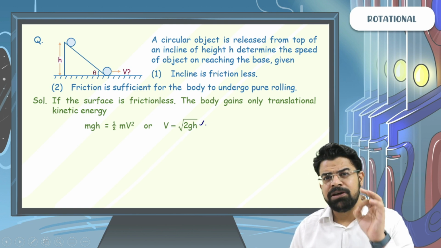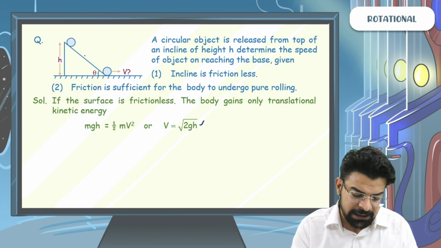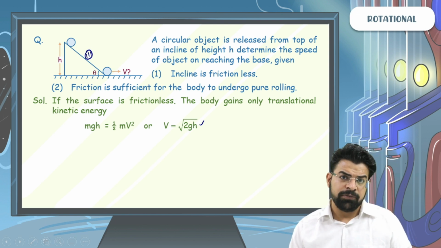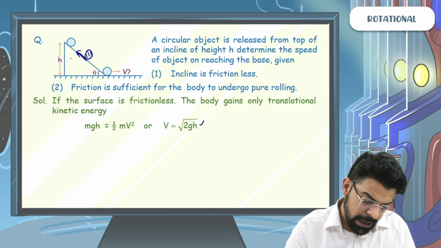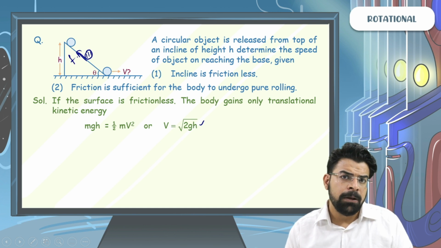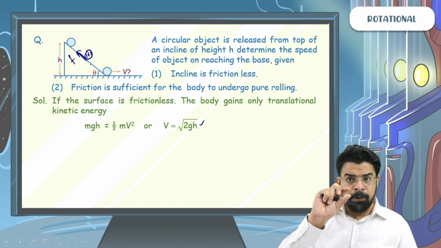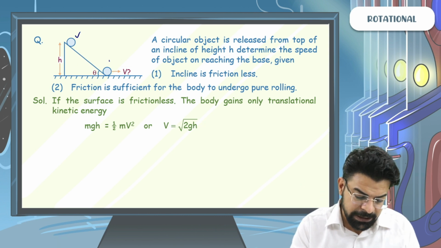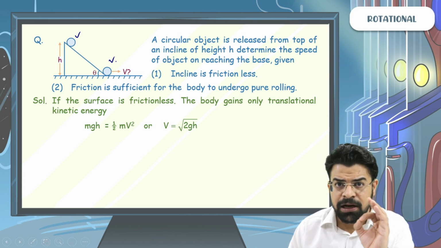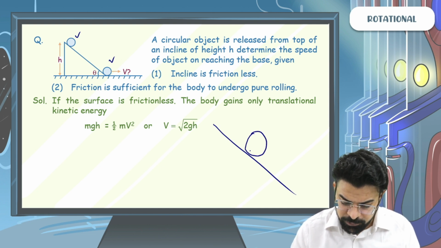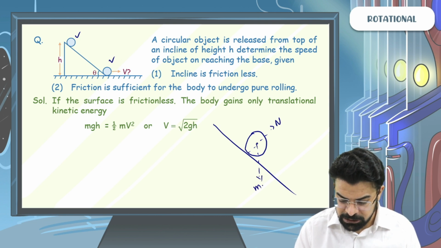Now what will be the speed of this object on reaching the base given that there is friction on the surface? If there is friction on the surface, then the friction will act in the upward direction, up the incline. This friction will provide a torque about the center. As the circular object moves from top to the base, 3 forces will act on the body. So visualize an intermediate state. The 3 forces will be the force of normal passing through the center of mass, the force of gravity passing through the center of mass, and the force of friction.